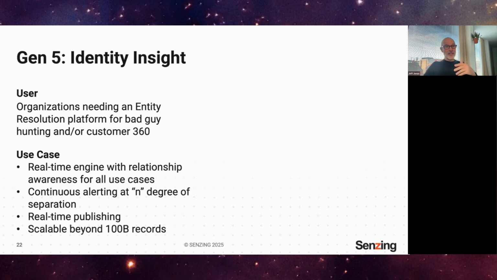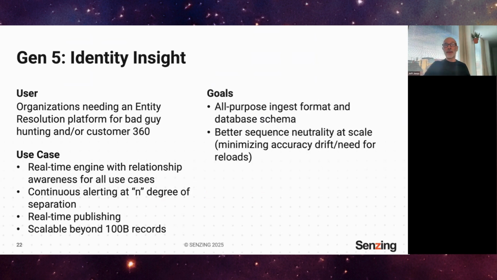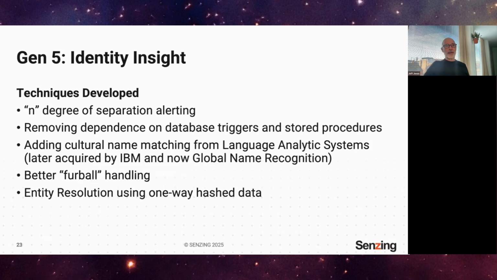And this class of technologies, it's a real-time engine for all these kinds of use cases, n degrees of separation. Tell me how Billy knows Kenny, and it'll find all the paths. Real-time publishing scales beyond 100 billion input records, name, address, phone, all-purpose ingest format. So you can take any use case we've had, from tax offices to money service businesses to government counterterrorism programs, same schema. And we've solved better sequence neutrality at scale to even further reduce drift.